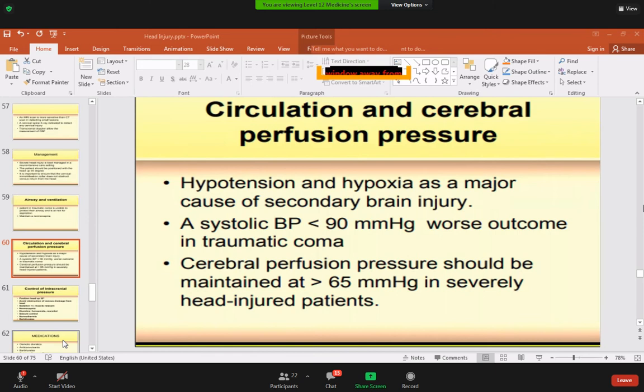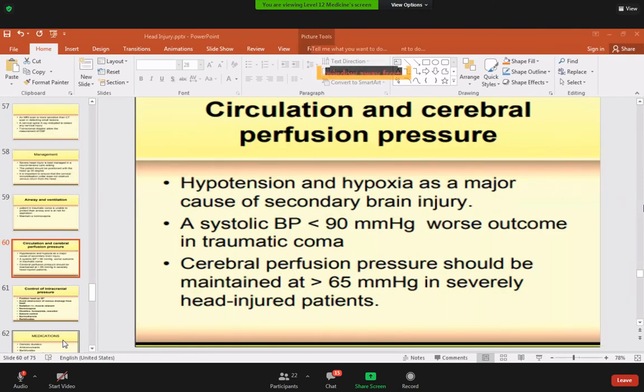Usually, you know that the brain has a blood flow, the cerebral blood flow, the cerebral blood pressure itself, okay? And there is also a water channel inside, that is the CSF, okay? So there is a balance between the value of the CSF and the value of the cerebral blood pressure. Now, when there is an injury, the ICP, the intracranial pressure, increases because of the pressure in the CSF. So ICP starts to increase.